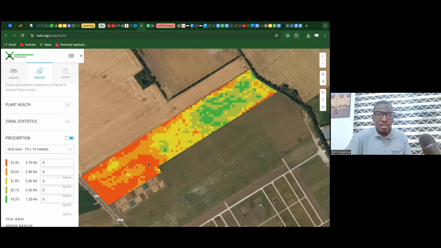Using a 10 by 10 meter grid, I have been able to partition the farm into zones, or what I call cells, homogeneous units. If you see different colors, if it is yellow, it means that I'm going to be applying the same quantity of X treatment in that area because they are of the same condition, right? If it is green, I might not need to worry about anything particularly.